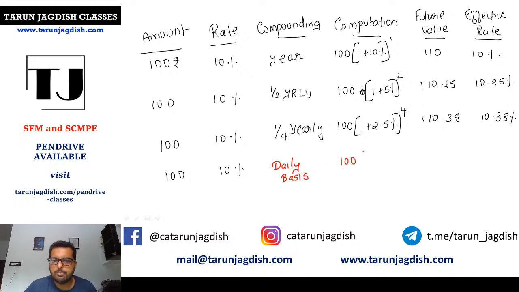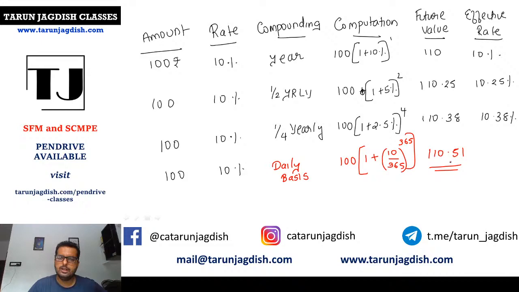Now suppose I'm doing 100, 10%, and I'm doing it on a daily basis. Then my formula will be 100 into (1 plus 10 divided by 365) whole raised to 365. The answer you will get is 110.51. The only way you can find this out is by doing it in Excel. You can't do this normally. This is what we call continuous compounding.